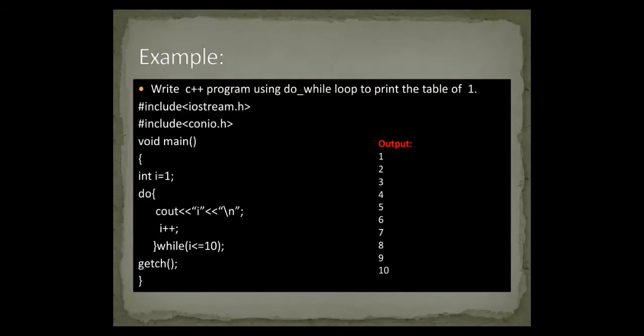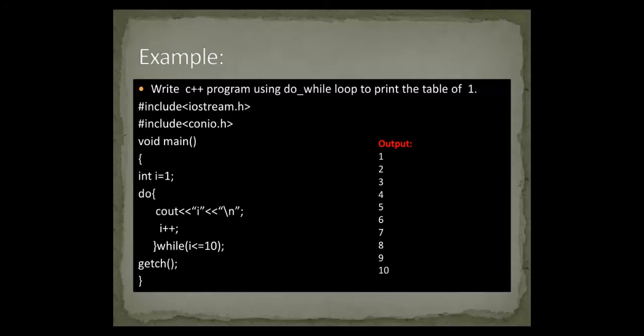Now we use the do while loop. Some condition is given: you have to print from 1 up to 10, the table of 1. Now see, cout, in double quotes I. Whenever I write I, it will display the value of I. And then \n means it will give the output on a new line. Then the next line I plus plus means next time it will increment the value of I.